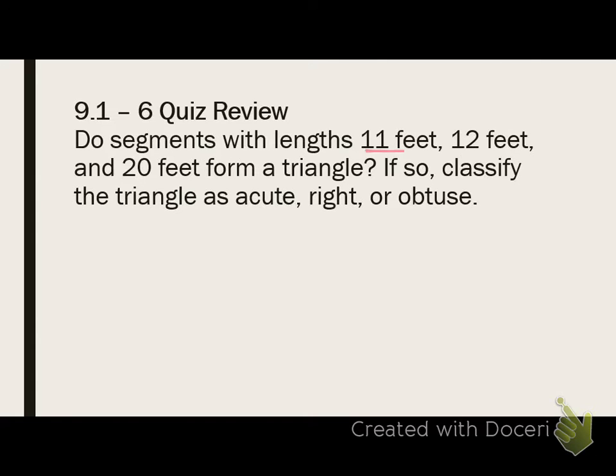Add the smallest two together. 11 plus 12 is 23. And then what do I do with that information? How do I know that it is a triangle? Because it's bigger. Yeah, 23 is bigger than 20, so this is a triangle. But that doesn't tell me what kind. What do I have to do with these sides to figure out what kind of triangle it is?